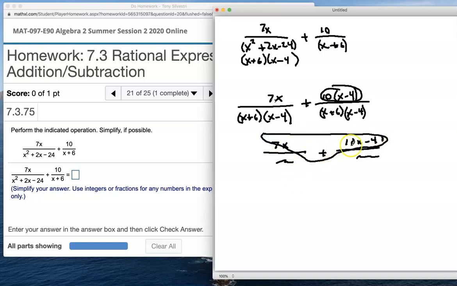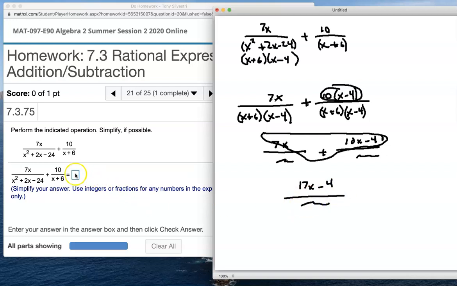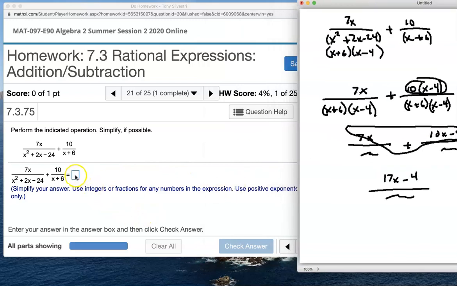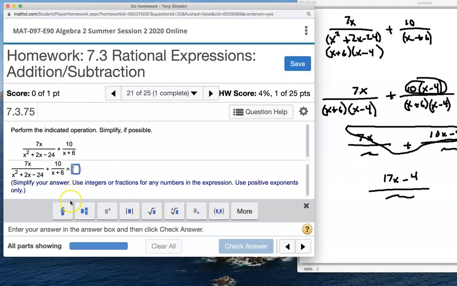Looks like 7x plus 10x, like terms, 17x minus 4 over the blah, blah, blah, which I'm going to put into the box right here. It'll look better if I just put it into the answer. So I have 17x minus 4 divided by the blah, blah, blah, which is your x plus 6. This is it right down here.